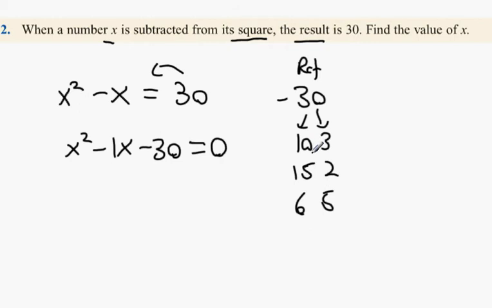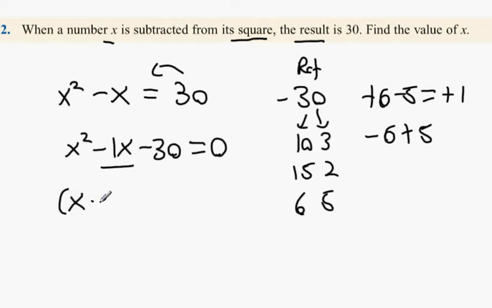Plus 6 minus 5. Now, plus 6 minus 5 makes plus 1. You're looking for minus 1. So what would it be? Minus 6 plus 5. So it's going to be x minus 6, x plus 5 equals 0.